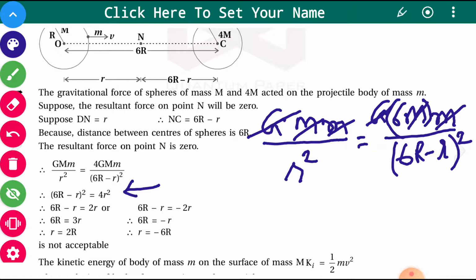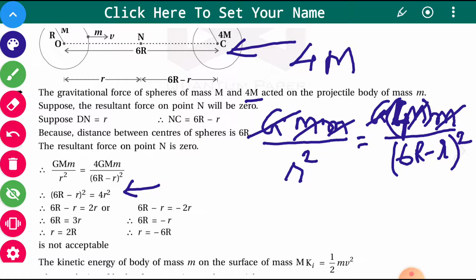Here the mass of the second sphere is 4m. So instead of this 6m we have to write 4m. You just have to cancel 6 and write 4m, because the second sphere is having mass 4m. It is given by mistake. I just had an illusion that it is 6m. So the mass of the second sphere is 4m.